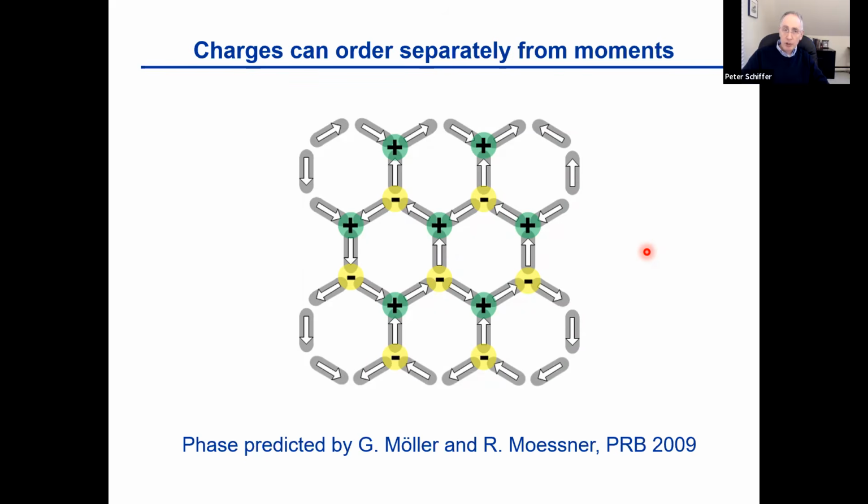I won't leave it up too long, but take my word for it, the moments are disordered here. But you can go to a different disordered state and still get charge order. And you can actually get the opposite charge order. You can just flip some of the moments, and you'll get a different charge ordered state. So there's interesting physics here where you get emergent charge order, even though you've got a disordered spin state.